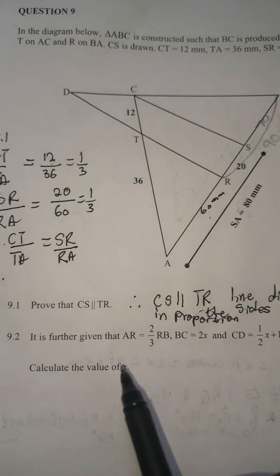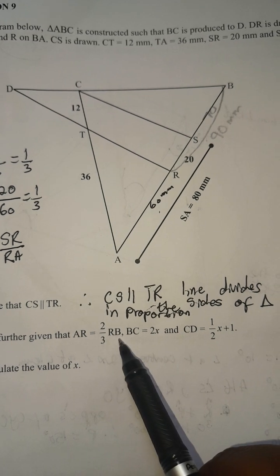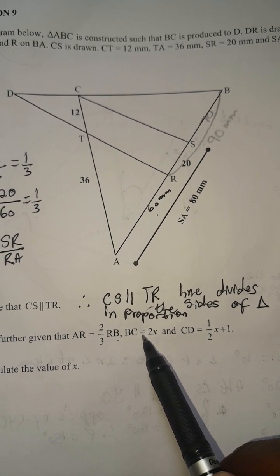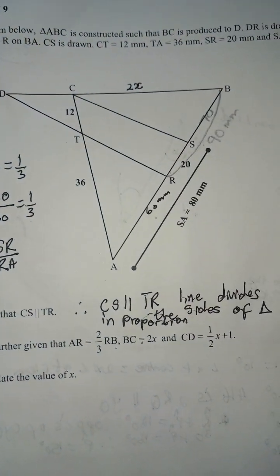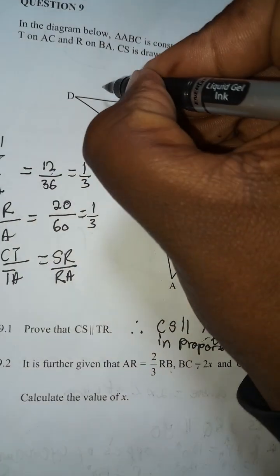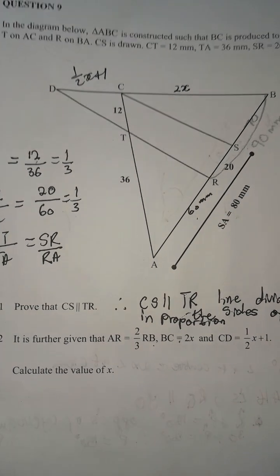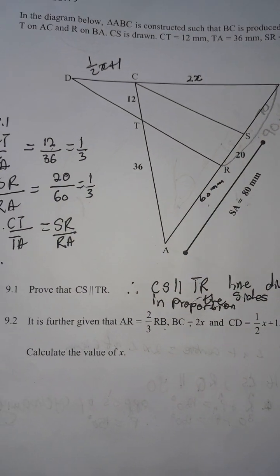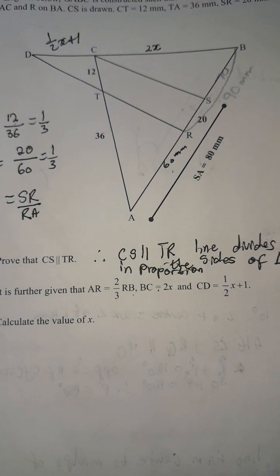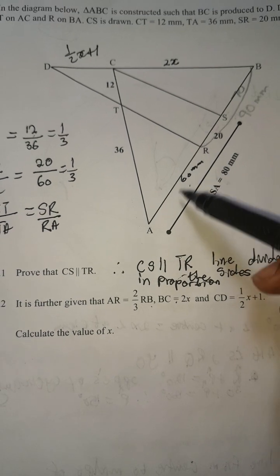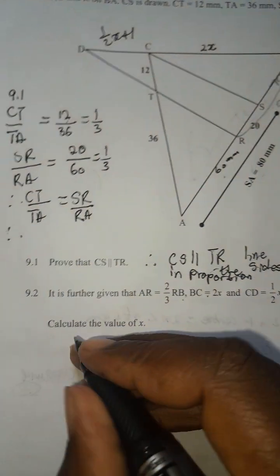Then at 9.2, it is further given that AR is 2/3 of RB, and that BC is 2x, and CD is half x plus 1. It's also good to fill this up. We need to find the value of x. So let's look at the sides that are in proportion. Let's start with AR, as well as RB. AR and RB, let's start with those two.